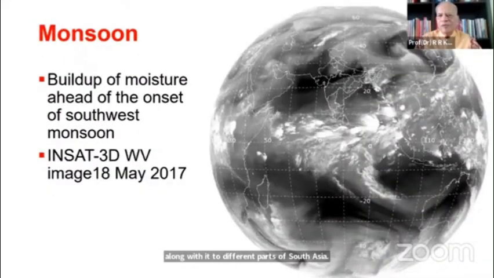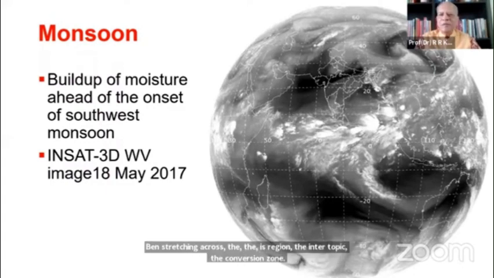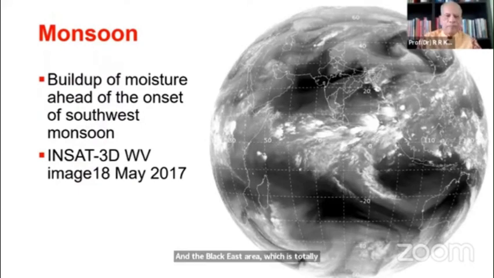This is a picture of the monsoon, not the recent one, but an older one, 2017. And the reason why I'm showing this is a water vapor channel picture taken on 18th of May. 18th of May is much before the monsoon advances into South Asia. But you can actually see from the water vapor channel the buildup of moisture ahead of the onset. And you can see the gray and white band stretching across the equatorial region, the intertropical convergence zone, and the blackish area, which is totally dry, where the monsoon is still far away.